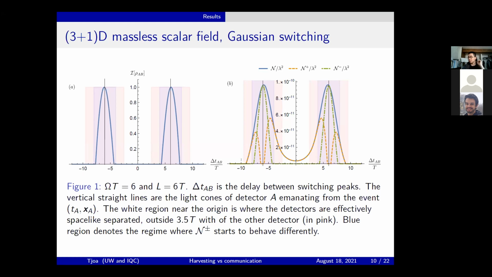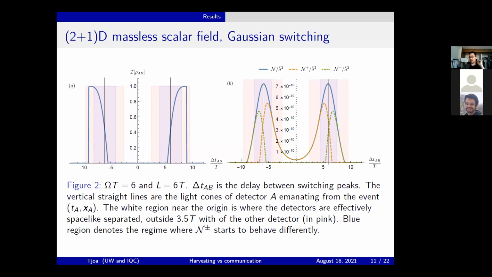But in 2+1, a slightly different story appears because there is no strong Huygens principle, which means that even though the field is massless, the wave propagation, the Green's function, actually has support in the interior. And so you don't expect things to disappear in the interior of the light cone, and true enough, this is indeed what happens.